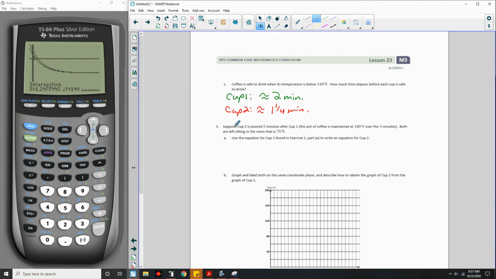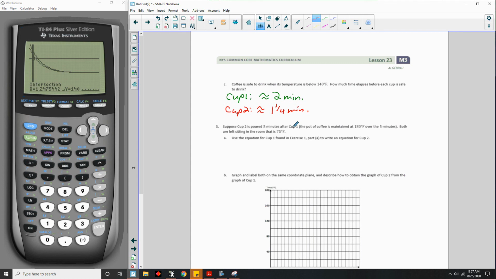Okay. Part 3 says, suppose cup 2 is poured 5 minutes after cup 1. So we're not doing milk anymore. We just pour 1 black cup of coffee at one point, pour a second cup 5 minutes later. With the pot on, maintaining 180, so they both start at the same temperature, but one's poured 5 minutes later. Both are left in the same room, 75 Fahrenheit.